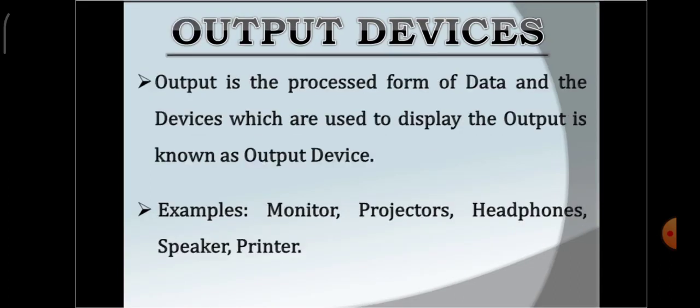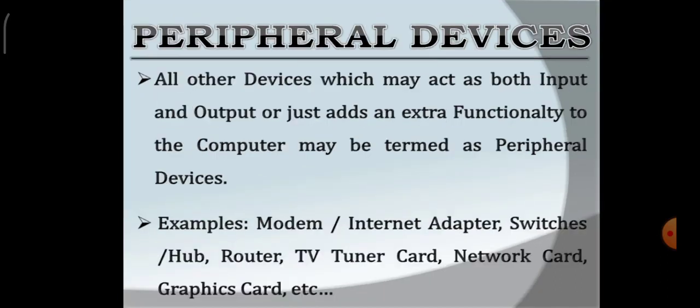Output devices. Output is the processed form of data, and the devices which are used to display the output are known as output devices. Example: monitor, projectors, headphones, speaker, printer. These are some of the examples of output devices. The classical example is your monitor.